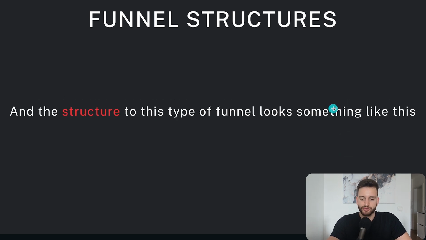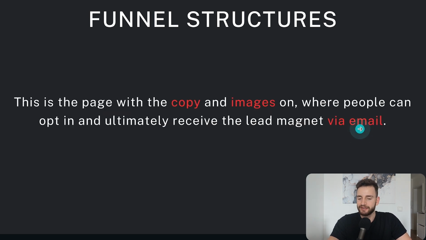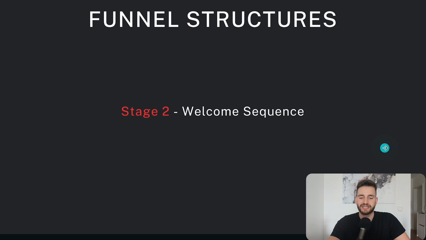The structure to this type of funnel looks something like this, guys. First stage being the lead magnet opt-in page. This is simply the page with the copy and images on, where people of course can opt in and ultimately receive the lead magnet via email. And that's already the first stage, the lead magnet opt-in page. And now via email, getting to stage number 2, the welcome sequence, guys.